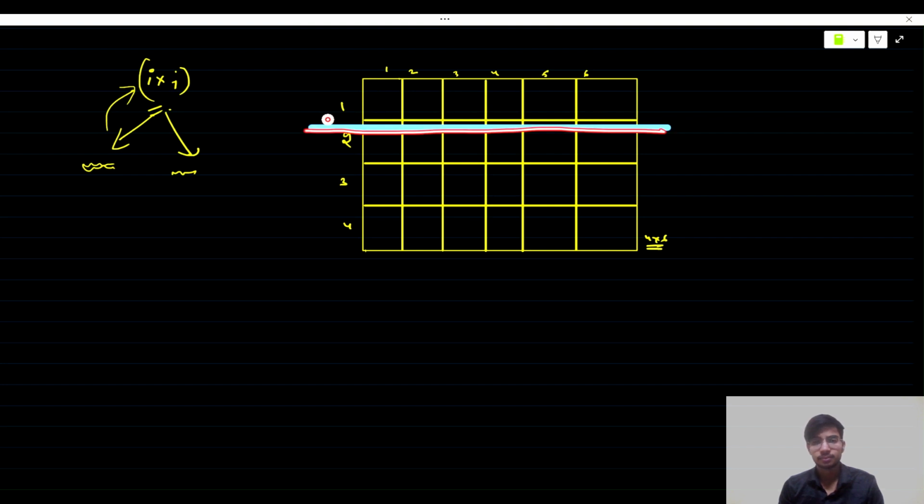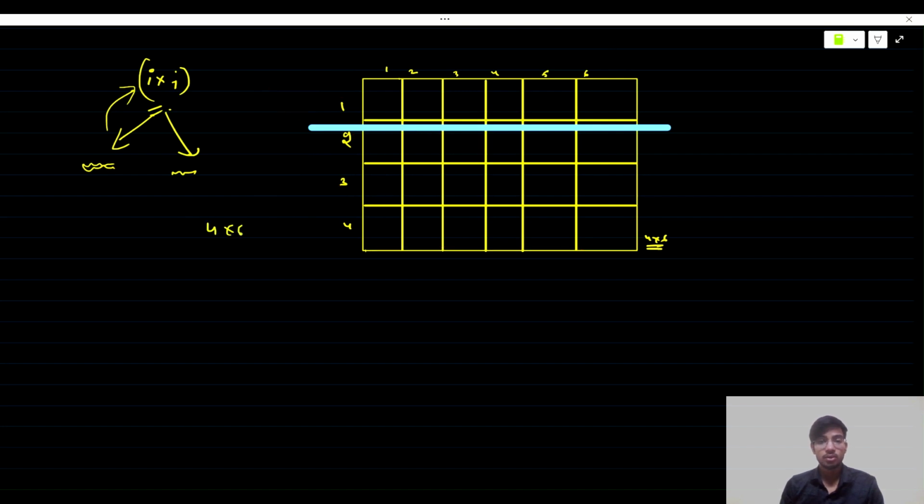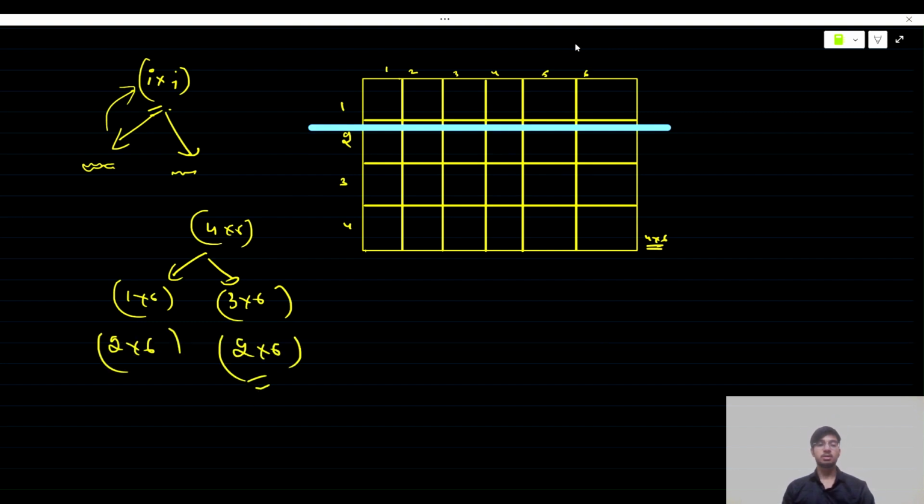If you cut right here, you get two rectangles: one of 1 cross 6 and one of 3 cross 6. So you have a grid of 4 cross 6, and you make a horizontal cut such that you get 1 cross 6 and 3 cross 6. If you cut right here, the result would be 2 cross 6 and 2 cross 6. The next cut you do right here would result in 3 cross 6 and 1 cross 6.